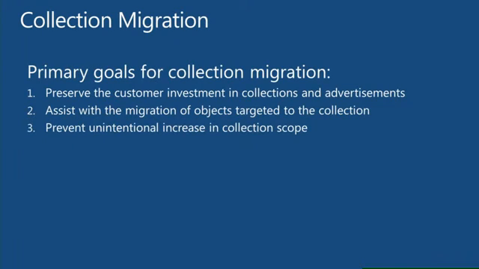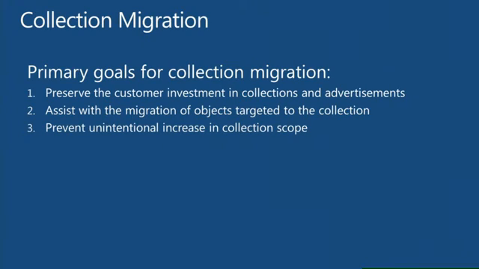So the primary goals for collection migration: let you preserve your investment in collections and the intent of those collections, as well as bring across all objects advertised or deployed to those, and then prevent unintentional increase in collection scope. What that means is, in 2012, all objects are global data. They replicate everywhere. So in 2007, if on a primary site you create a collection called All Win7 Clients, that stays right there. It doesn't go up, it doesn't go over to your siblings.